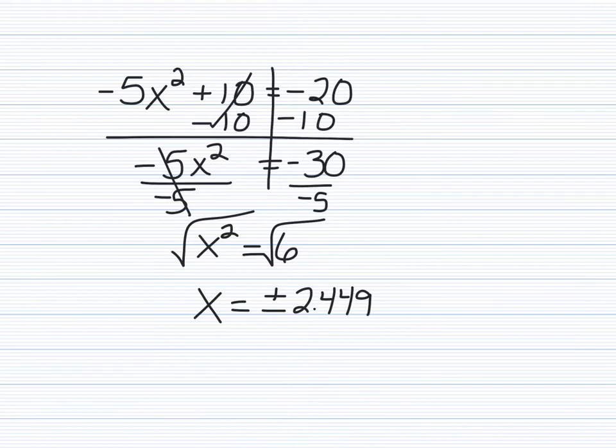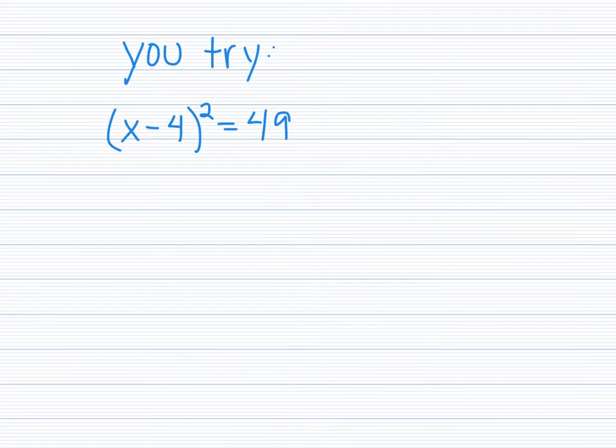Okay, I want you to try 2 problems on your own. Try (x minus 4) squared equals 49. And 2x squared minus 8 equals 20.